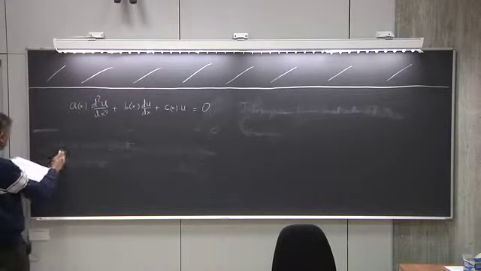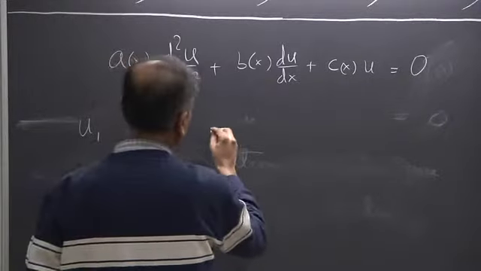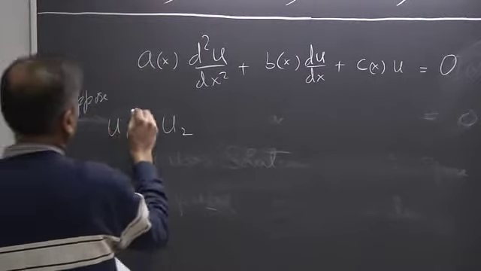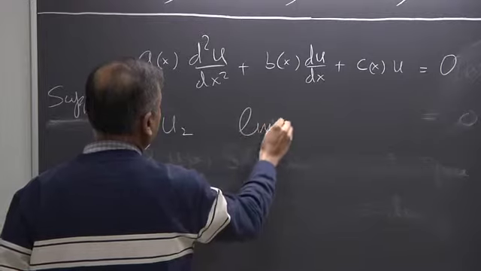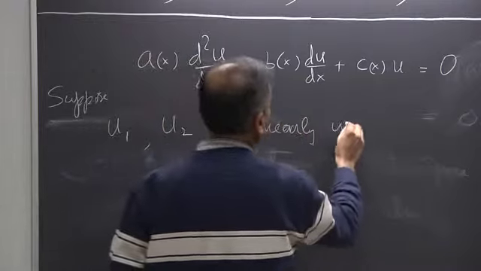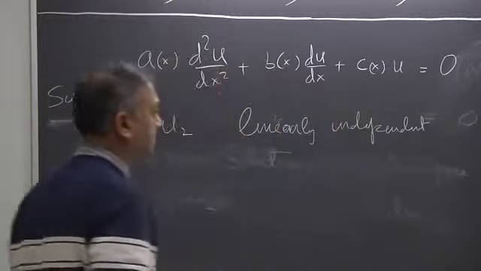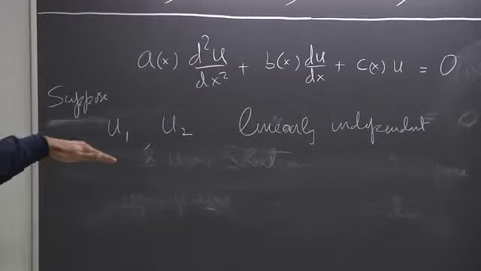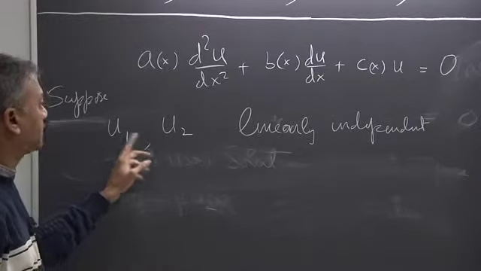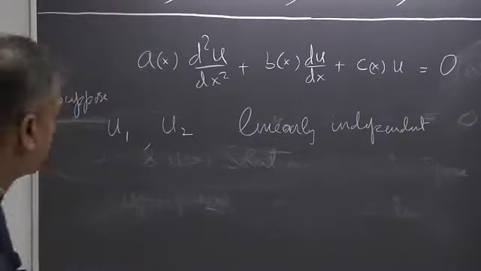So let's suppose we start from two solutions u1 and u2, and suppose they are linearly independent. In fact, what I will first show is that the dimension can be at most 2, which means that any other solution I should be able to write as a linear combination of these two. So the maximum dimension is 2.